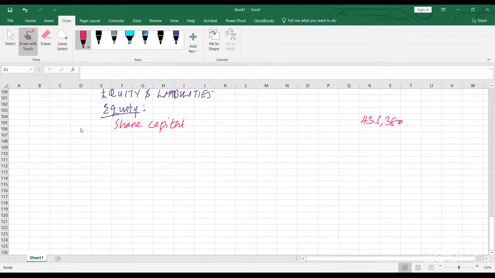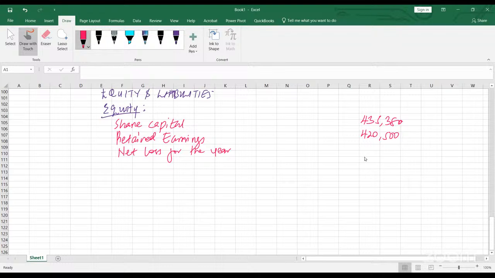We have to add retained earnings. This company had some retained earnings, the retained profits. They have some retained earnings of how much? Of 420,500. But then we have the net loss for the year. This net loss for the year reduces our total capital. How much was the net loss for the year?